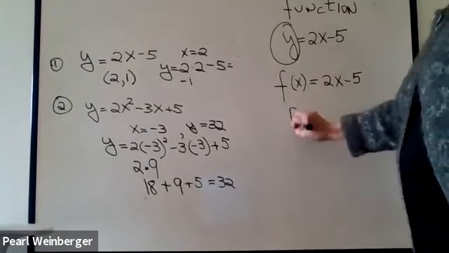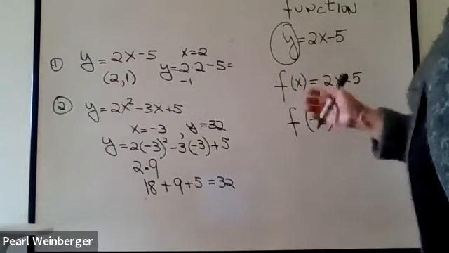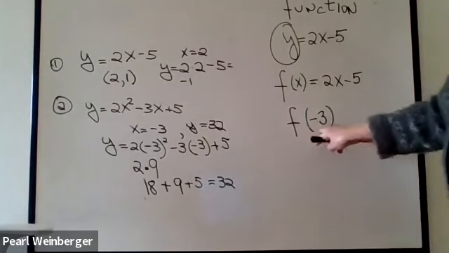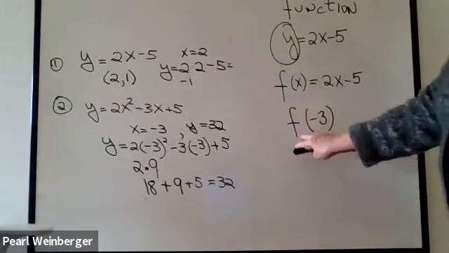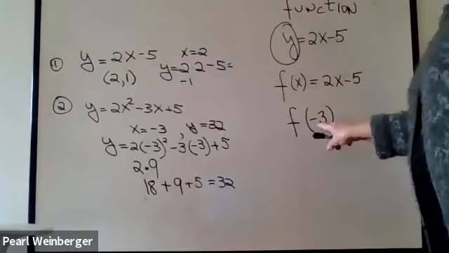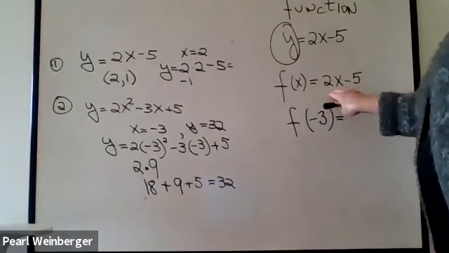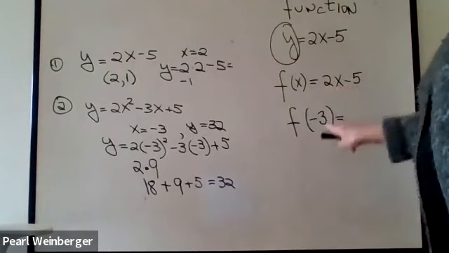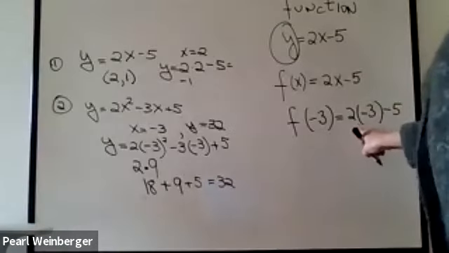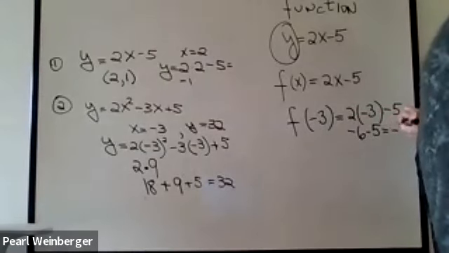As a matter of fact, when we use this symbolism, f of x equals 2x minus 5, you might even see something that looks like this. Find f of negative 3. Well, what in the world am I saying? It doesn't mean that we're multiplying f times negative 3. F of negative 3 means wherever I have an x on the other side of my equation, we're going to replace the x by this number, negative 3. In other words, it's 2 times negative 3 minus 5, which works out to be negative 6 minus 5, or negative 11.